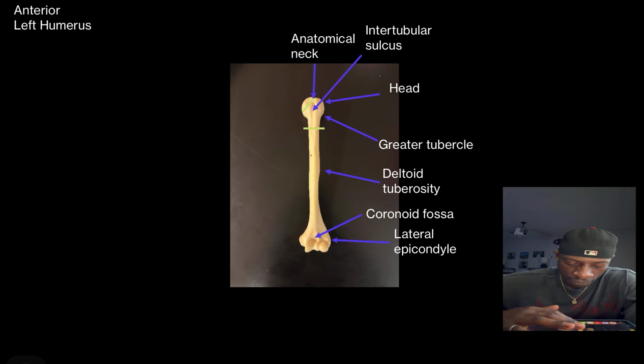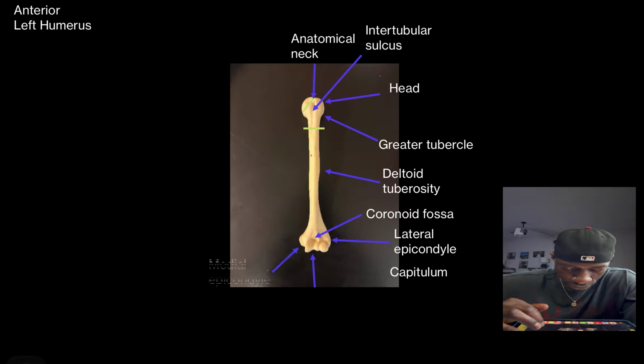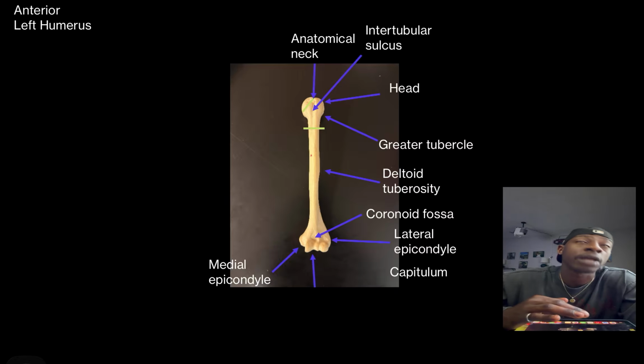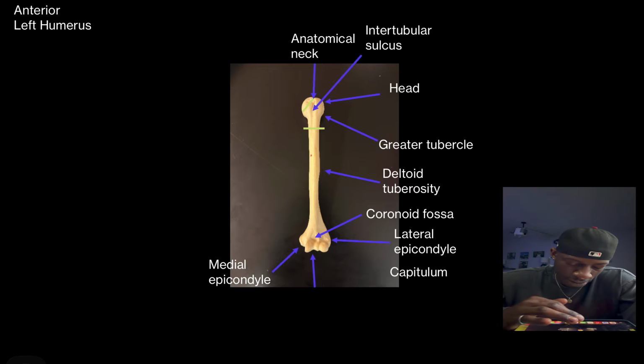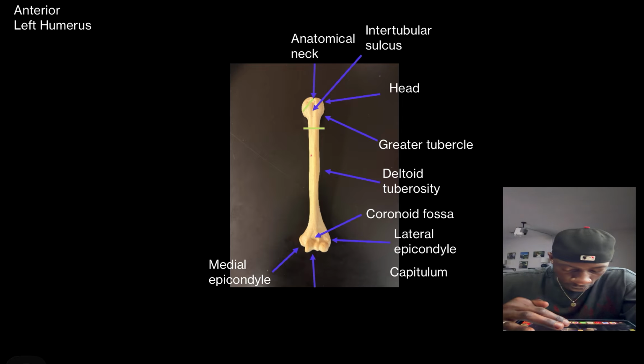Next, we have the capitulum. For some reason, my arrow is not working there, but it's that greater circle, that circular notch right there on the left side of the, inferior to the lateral epicondyle. Next, we have the medial epicondyle, and the reason we say medial is because this one is in the middle of the lateral ones. It's medial to the lateral ones. This is the medial epicondyle.